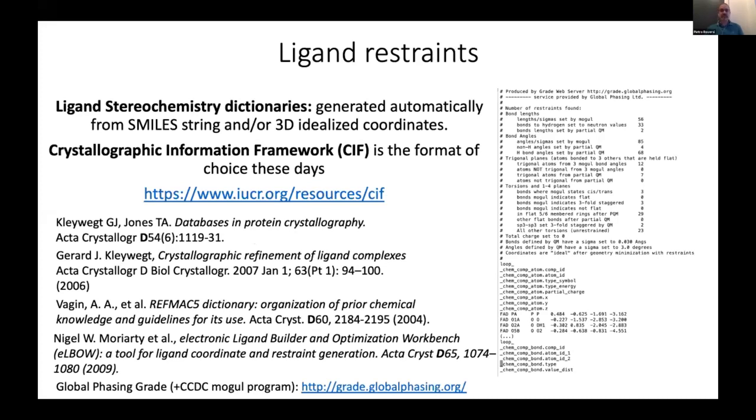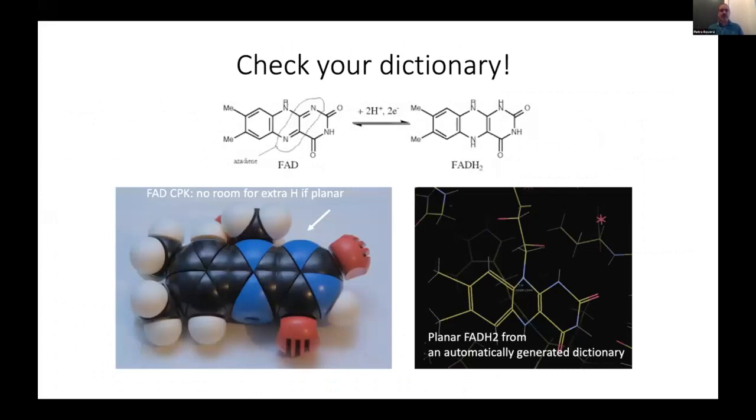Two slides on ligands. These days, when we have a ligand in a protein, of course, we need a stereochemical dictionary for it too. And there's a glorious history of automation of the creation of such dictionaries, in CIF format these days. Be careful that you look critically at your dictionary. Here you see FAD, which in the CPK model is obviously planar. And you can also see that if you go to FADH2, adding hydrogens on these nitrogens, you can't keep the molecule planar because of clashes. Unfortunately, some automatically generated dictionaries, like the one in the picture, we will not blame the program, do create planar FADH2 dictionaries. So be critical and use your chemistry.